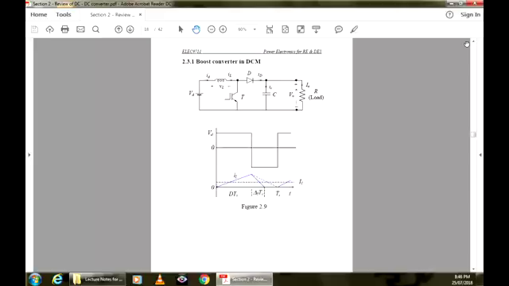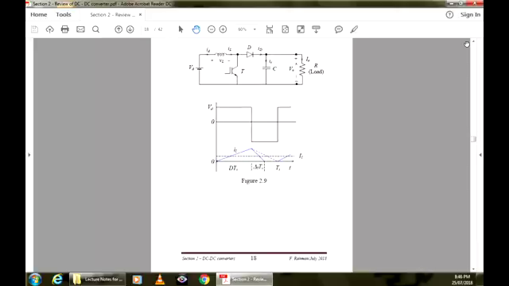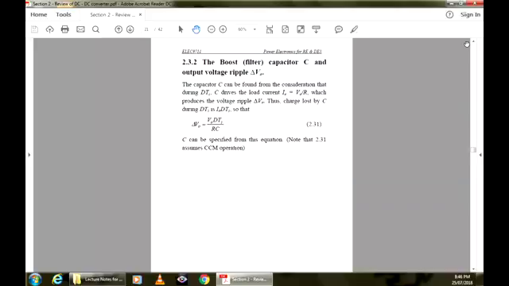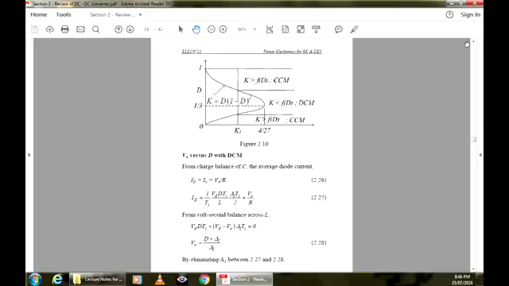After having done the boost converter analysis systematically, if you apply the same, you will be able to go through the boost converter inductor selection process. And then finally, the capacitor selection. How do you select the capacitor? The consideration is very simple.